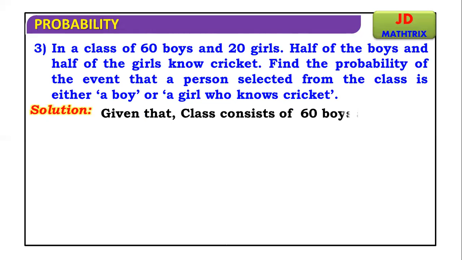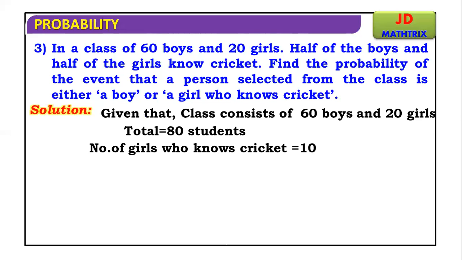Given that the class consists of 60 boys and 20 girls, total 80 students. Number of girls who know cricket is equal to 10, because half of the boys and half of the girls know cricket.